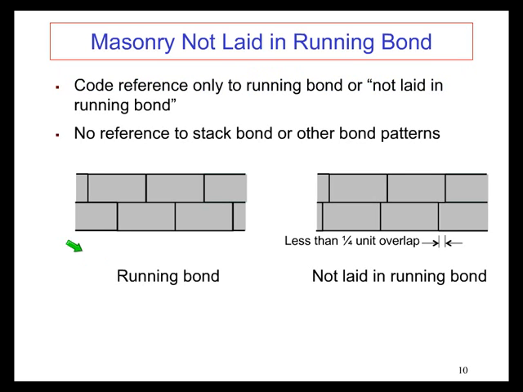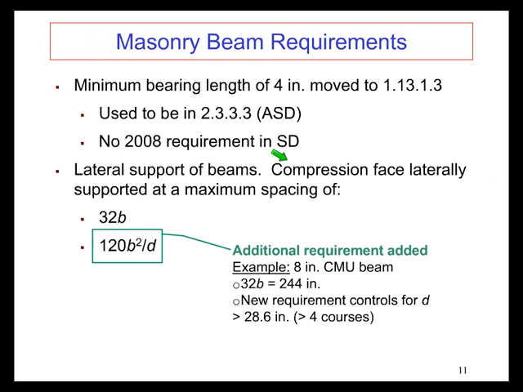So just going through some of the changes in Chapter 1. We used to refer to masonry that was in running bond and stacked bond. That could be a little confusing. The code defined stacked bond as less than 1/4 of a unit overlap. Typically, stacked bond is defined where the head joints line up. So now we just have running bond and not laid in running bond as the only two things mentioned in the code, just to clarify that.